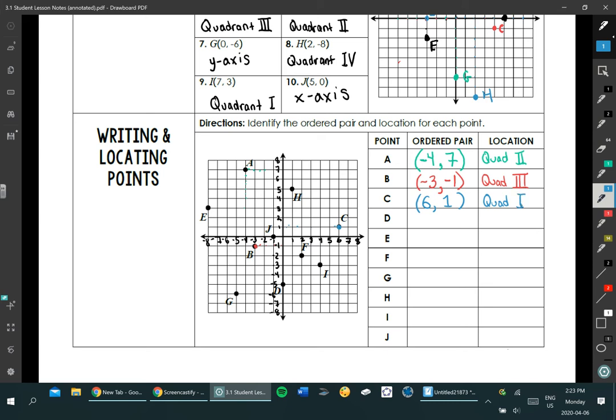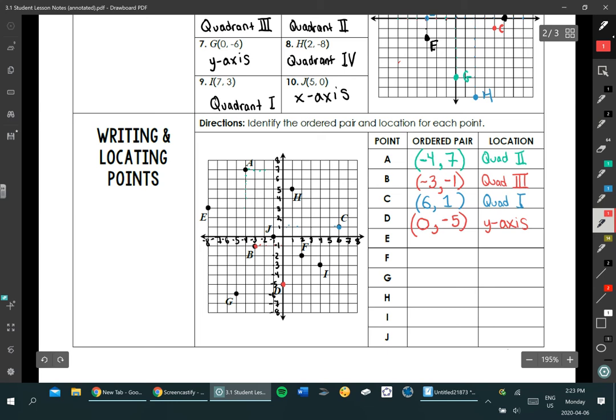All right, point D. Point D is located down here. Oh, and that's on the y-axis, right? So I'm going to put that. It's located on the y-axis. Okay. So because it's located on the y-axis, that means I haven't moved left or right from the origin, right? So my x-coordinate is 0. My y-coordinate is -5.